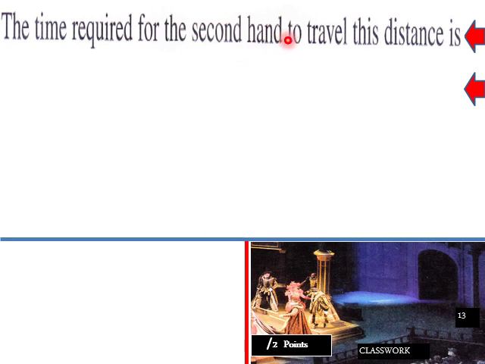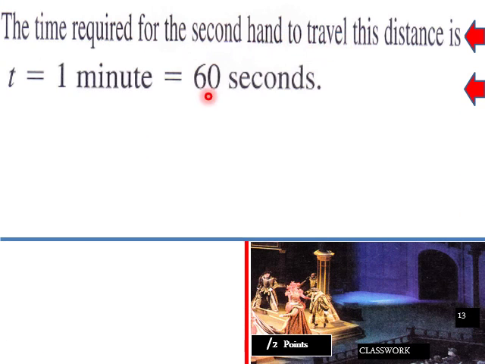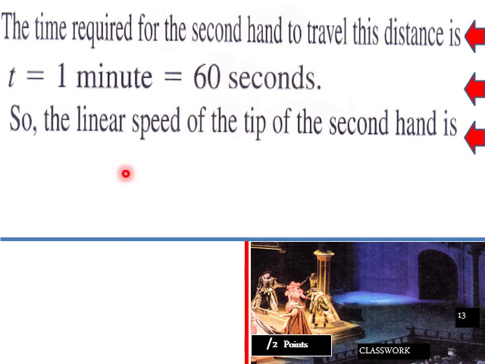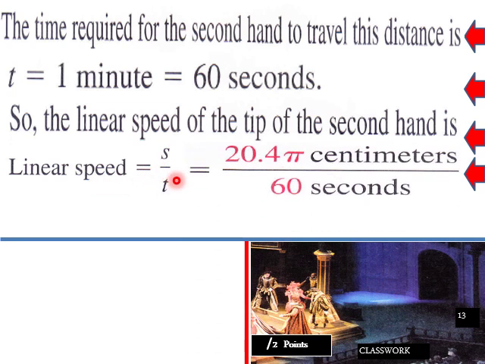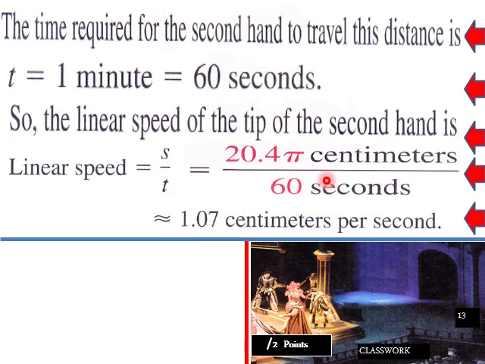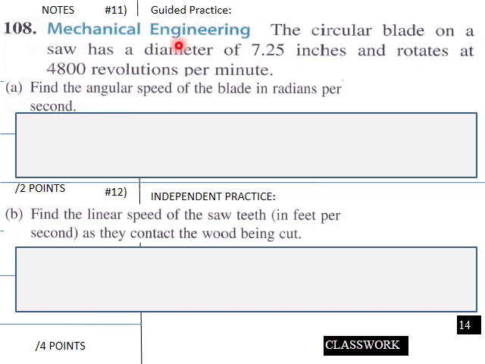The time required for a second hand to travel this distance is 1 minute. So now the linear speed of the tip of the second hand is linear speed equals s over t, and our s here is 20.4 pi centimeters over 60 seconds. So for that, it'd be approximately 1.07 centimeters per second would be our angular speed. Okay, now our guided practice here, 108.